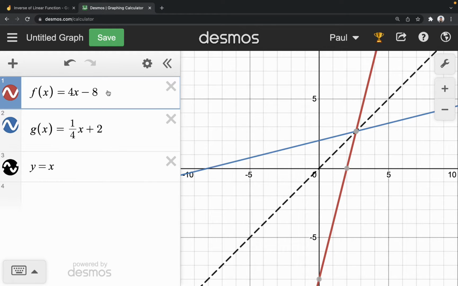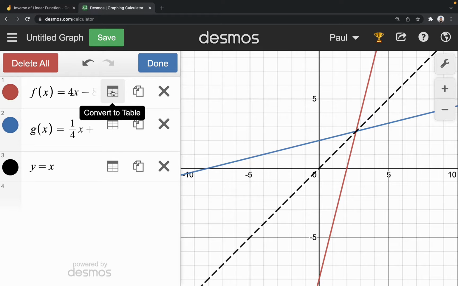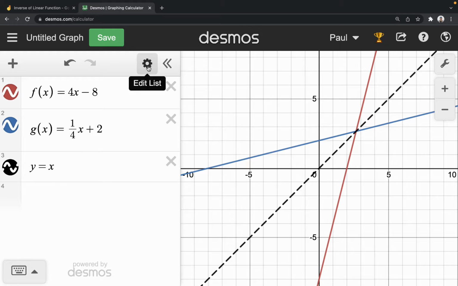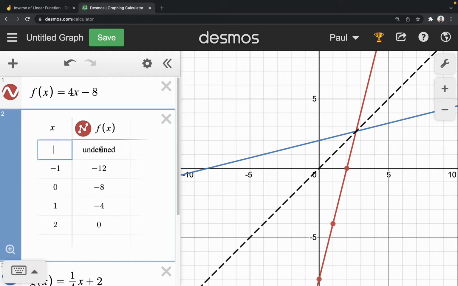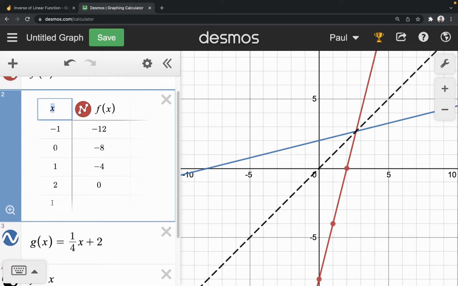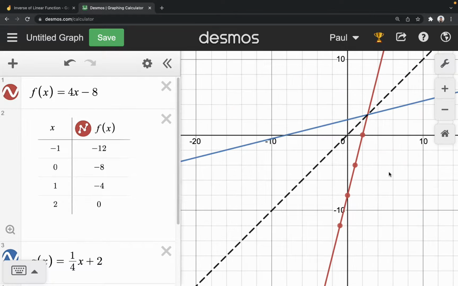We can investigate further. Go to f of x, click the edit list button, convert to table, and take a look at those points. We've got really nice, neat points from -2 to 2 there. It's a lot, so I'm going to remove this last one just to reduce that list down a little bit. We don't need quite as many points. So I've got 4 points there. You can see them on the red line there.